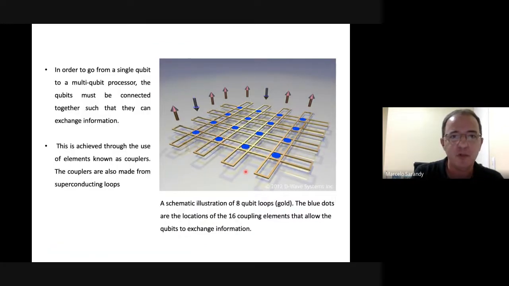If we want to go from a single qubit to a multi-qubit processor, these qubits must interact with each other, so they must be connected. Here in this figure, we have the qubits, which are these rectangles, the circuits, and these blue balls here are the connectors, the couplers. In this version of the D-Wave architecture, we have a cell composed of 8 qubits, with each qubit interacting with 4 of the others. So this is the scheme of the D-Wave architecture.